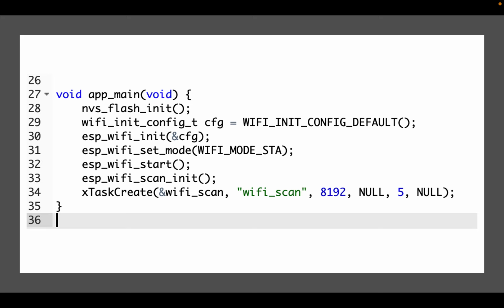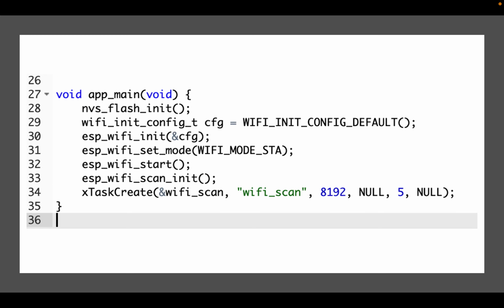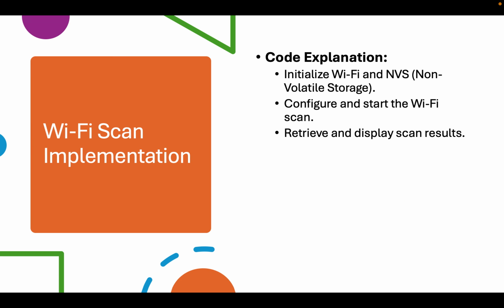Now we go to the main function. We will do an NVS flash init, then we will get a default configuration for the Wi-Fi, and then we initialize the Wi-Fi and we set the Wi-Fi mode to station mode. Then we'll start the Wi-Fi, and then we'll call the Wi-Fi scan function that we declared, and then we will create a task with the Wi-Fi scan that we defined in this screen. This is done as a separate task.